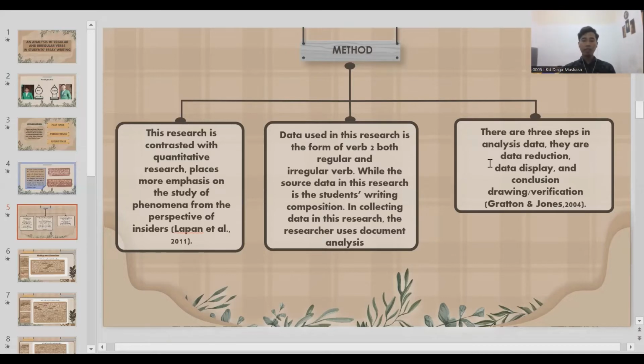There are three steps in analyzing data. There are data reduction, data display, and conclusion drawing or verification (Gratons and Jones, 2004).